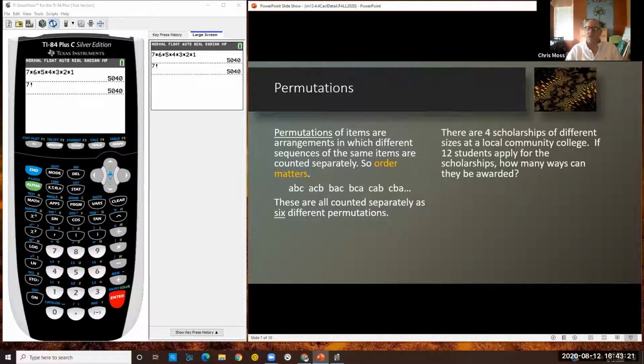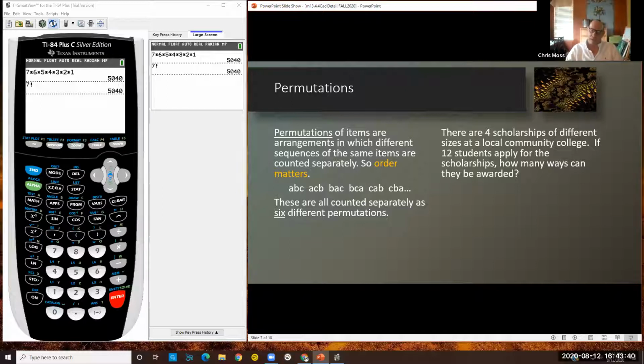We have 4 scholarships of different sizes. Obviously, bigger is better when it comes to scholarships at a local community college. 12 students are going to apply, and we have to award those 4 scholarships. We're going to choose 4 out of the 12, and order is definitely important here.